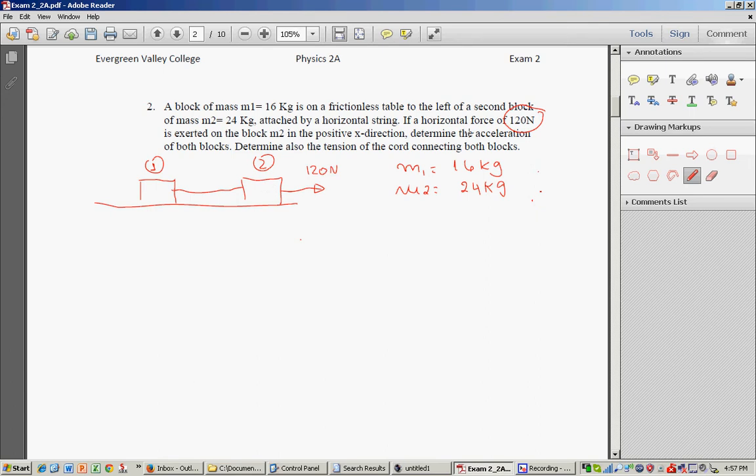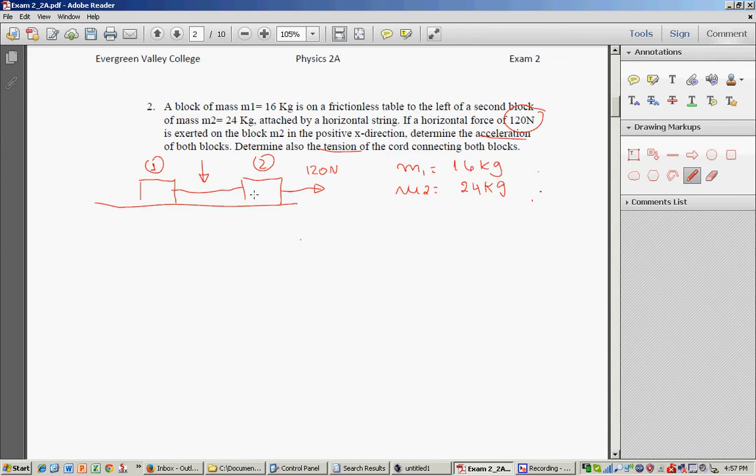So we have two unknowns to determine. One is the acceleration, and the other one is the tension of the cord. So we have a tension right here, right? To find the acceleration, when you have connected problems like this one, with two blocks connected by a string, there are ways of doing it.